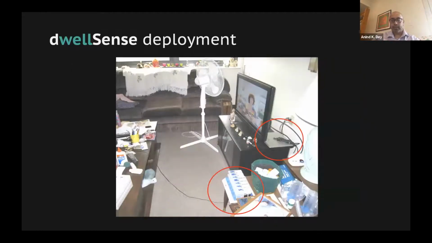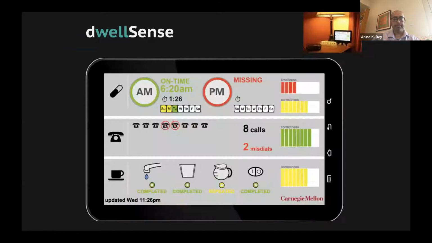This is an example deployment. You can see our laptop that's collecting all the information is behind this woman's TV, the pillbox is here on her table, and it's just a typical living room in one of the apartments that this was deployed in. In each apartment, in addition to the technology, we deployed a tablet that had a very simple display. It just showed you how you behaved on the previous day. So today is Saturday, and this would show the data for Friday.